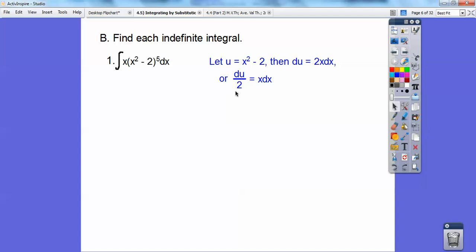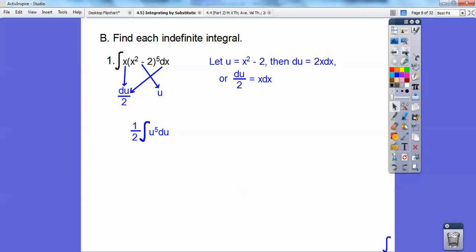So I'm going to pull this 1/2 out right here, and this is going to be my u right here. It's going to be u to the 5th, and then the x dx, the 1/2 comes out. Okay, do you guys follow me with that? So these two guys get me du over 2, and this is u right here. And then I'm going to get the 1/2 u to the 5th du. Okay, and then we just integrate just like we did before.